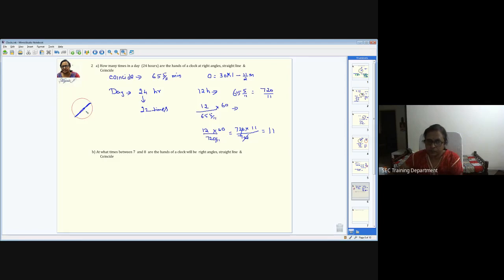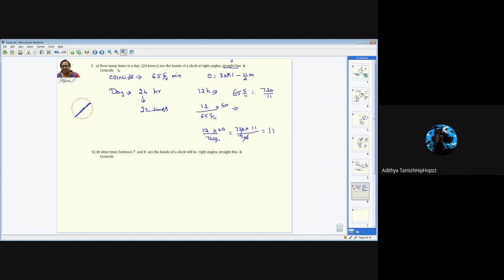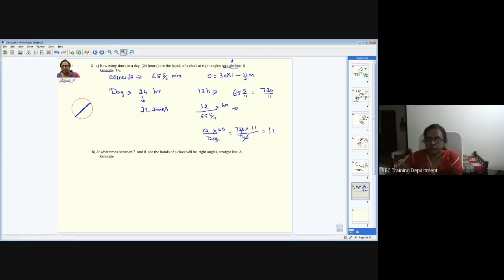Clear? Therefore, that is also going to be how much? The straight line, how many times is it going to be? 11 times. How many times do they coincide? That is also 11 times. And now the next one is right angles. How many times will they be at right angles to each other?